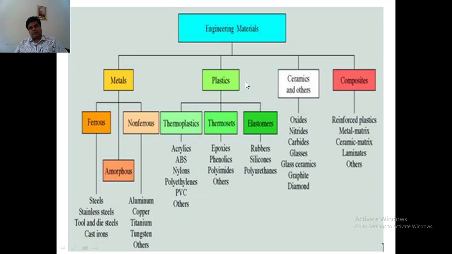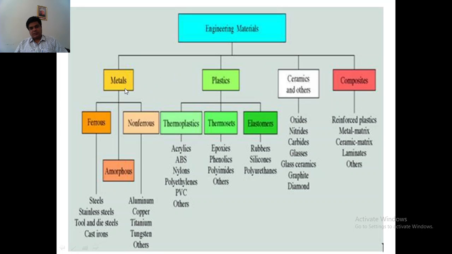Before we go into the mechanics, understanding how the metals behave, let us see what materials are available to us. This concept of materials is covered in a course in your third semester, material science, where all this is discussed. But in this course, before we start understanding mechanics, let us see some general materials available to us. Generally, engineering materials are classified into four parts.